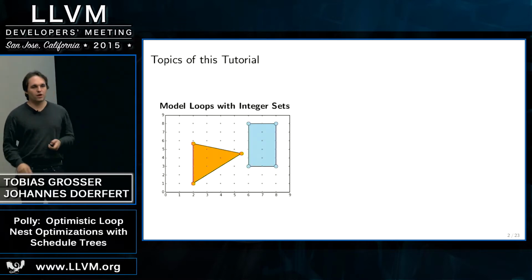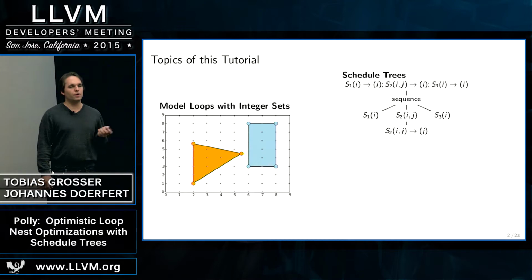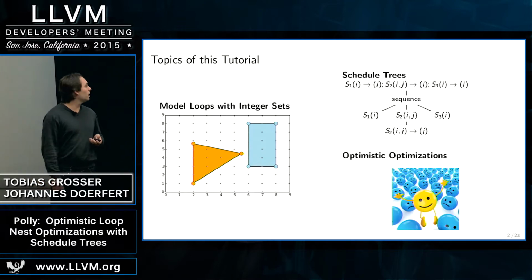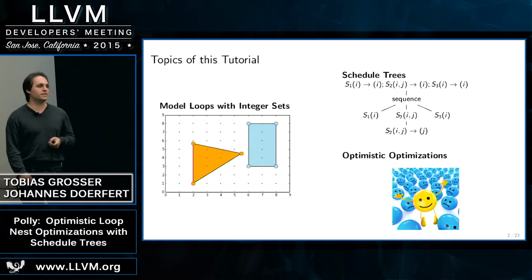Quick overview. The talk will be in 3 parts. We go first over the general concepts we are using. Then I introduce something I call schedule trees, or actually Sven Verdoolaege, one of our collaborators, introduced this schedule tree concept, and we have it now in Polly, and I think it's very useful. And then the last thing, we just have a small picture, but Johannes has a lot of examples how we use in the end optimistic optimizations to increase the coverage in Polly.